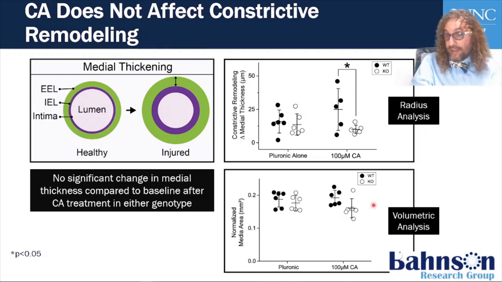Another way to look at that, which may be more clear, is the normalized media area, so the average area of the media that is supposed to thicken with constrictive remodeling. And there's no difference in any of the conditions, suggesting that neither CA in either genotype is affecting the constrictive remodeling that exists. And we can see that it exists because this delta medial thickness compared to the contralateral artery is greater than 0, meaning that the media in the injured artery is thicker than in the contralateral in all points.